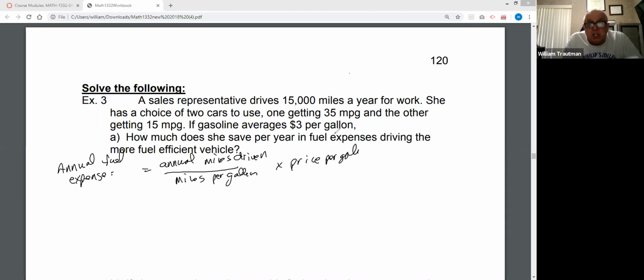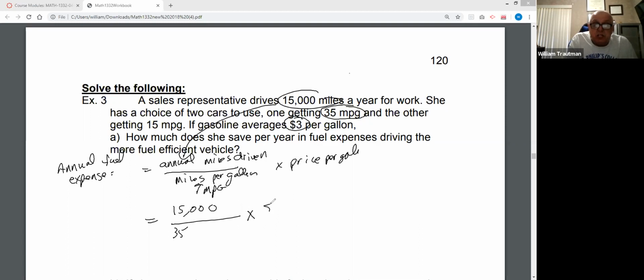It says the sales representative drives 15,000 miles to work each year. That's the annual miles driven, the top number. She has a choice of two cars, one getting 35 miles per gallon. That's the MPG right there. So divided by 35, and then times the price per gallon. It says the average gallon is about $3.